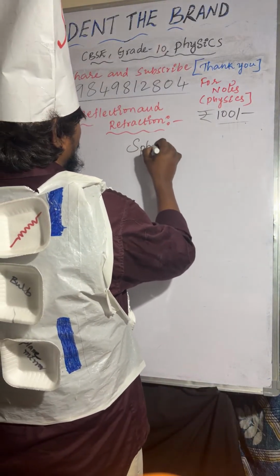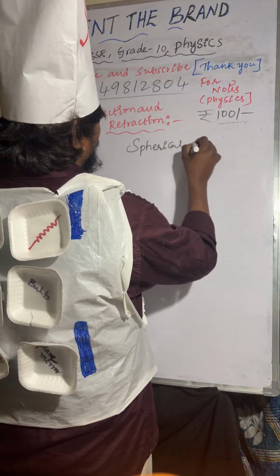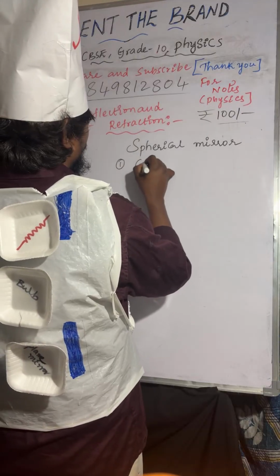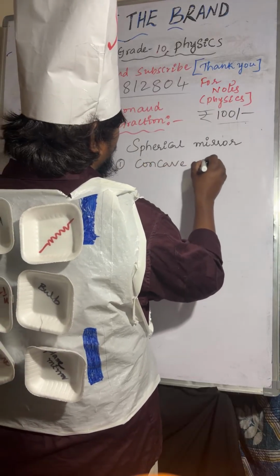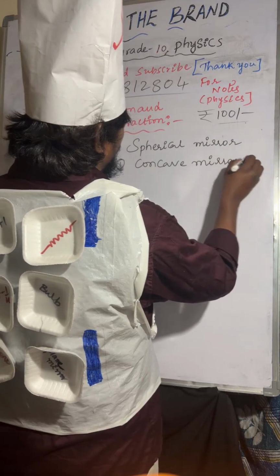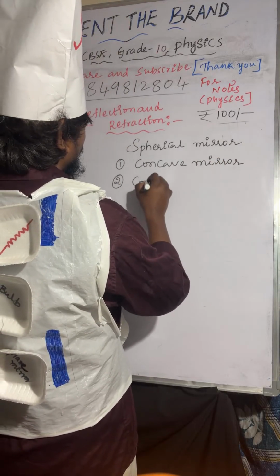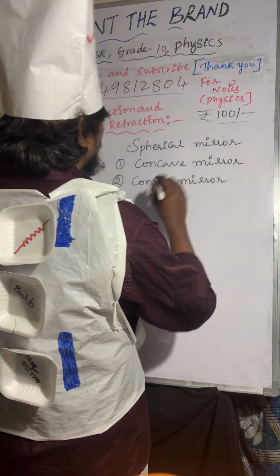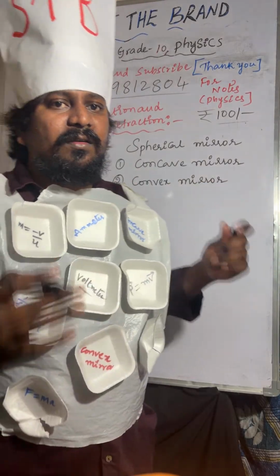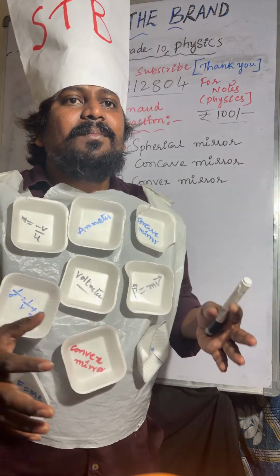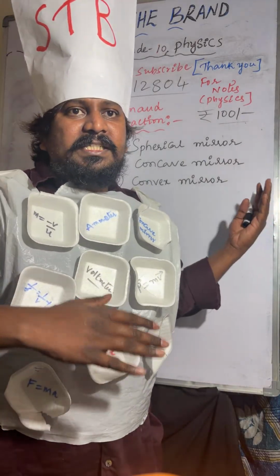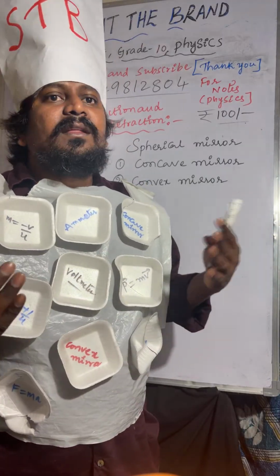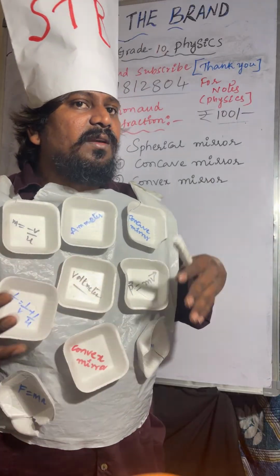There are two types of spherical mirrors. One is the concave mirror, and the second one is the convex mirror. So what do we mean by a concave mirror? The mirror whose reflection takes place inward is called a concave mirror. The mirror whose reflection takes place outward is called a convex mirror.